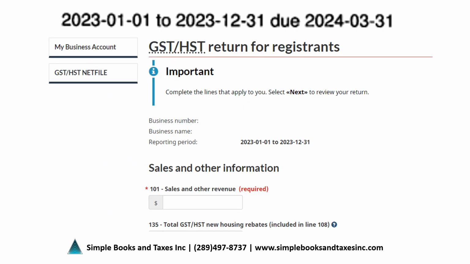Now we are going to enter the information of the HST return for registrants. You will have the business number, name, and the reporting period, which is starting from January 1st, 2023 to December 31st, 2023. We start by entering the sales and other information on line 101, sales and other information.